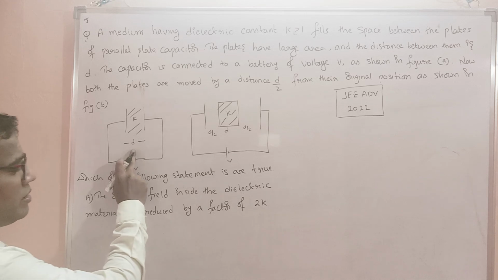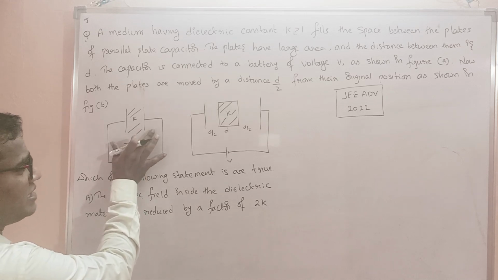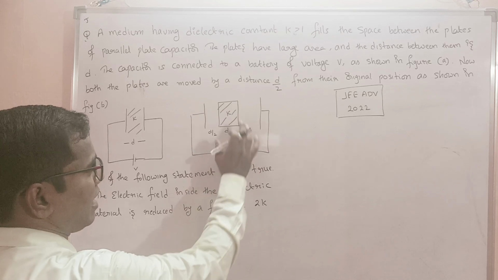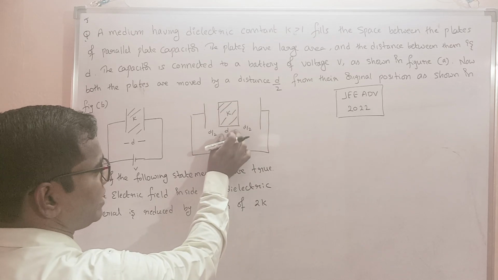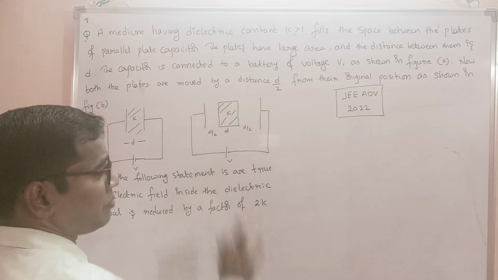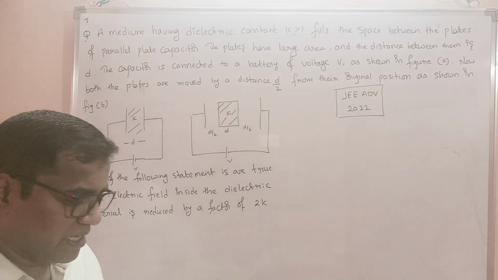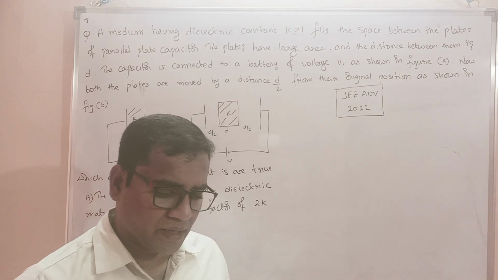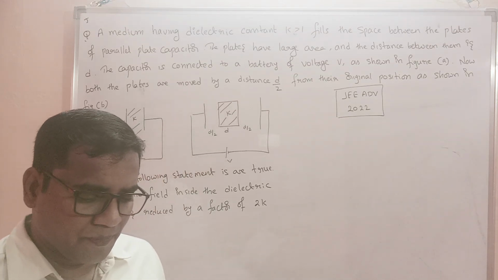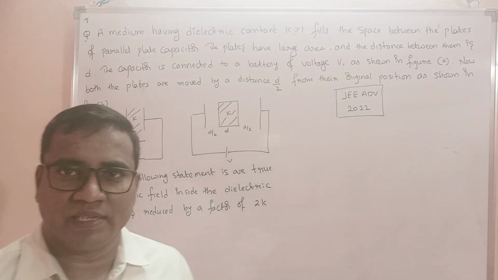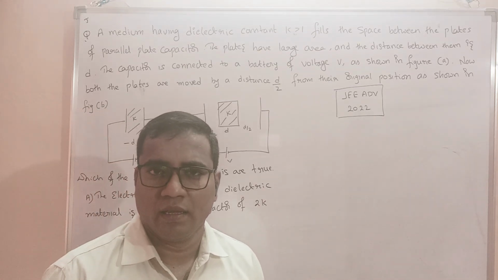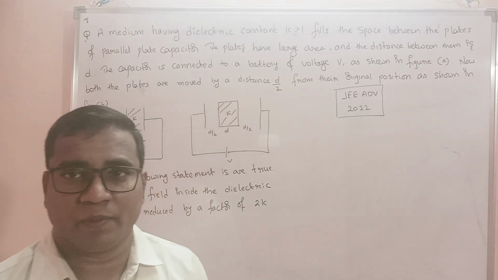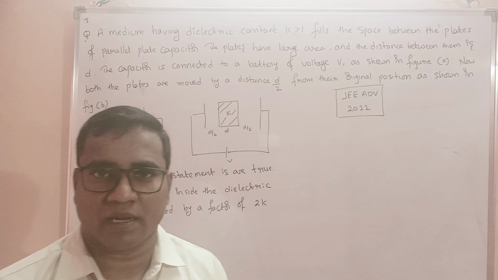Now what is he doing? He is separating the plates in such a way that the separation between the two plates becomes 2d, with a dielectric slab of thickness d, and here gaps of d by 2 and d by 2 will be there. Again he is saying that in this process of going from the configuration depicted in figure A to that in figure B, which of the following statements is/are true? Four statements are given, and he is asking which statement or statements are correct.